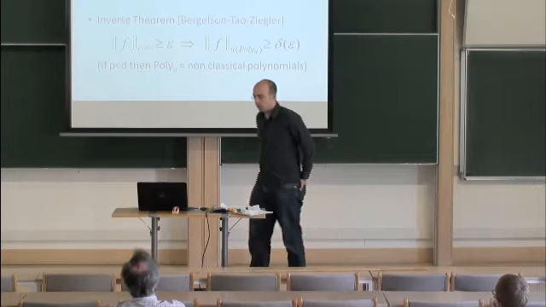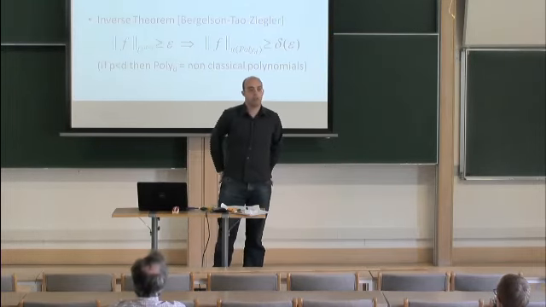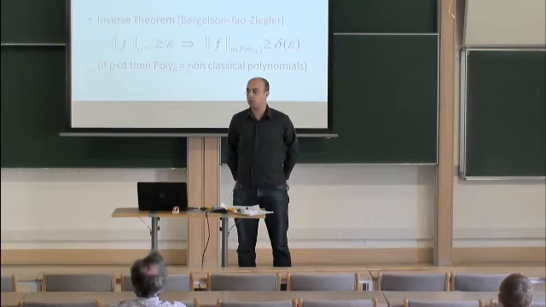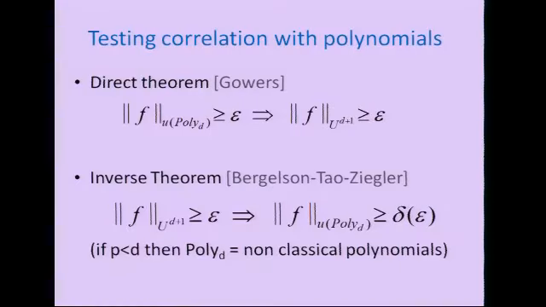So the direct theorem proved by Gowers says that if the function has some global structure, weak global structure, if it's correlated with degree D polynomials, then the D plus 1 uniformity norm is noticeable. And the inverse theorem, which is much harder, tells us that this local average, this D plus 1 uniformity norm, really does measure some notion of correlation with degree D polynomials, although the parameters decay very badly. But we know that if the D plus 1 uniformity norm is at least epsilon, then there is some noticeable correlation with degree D polynomials.